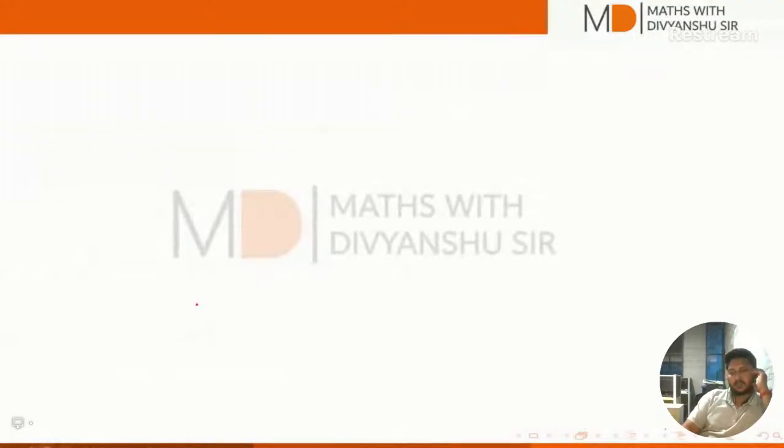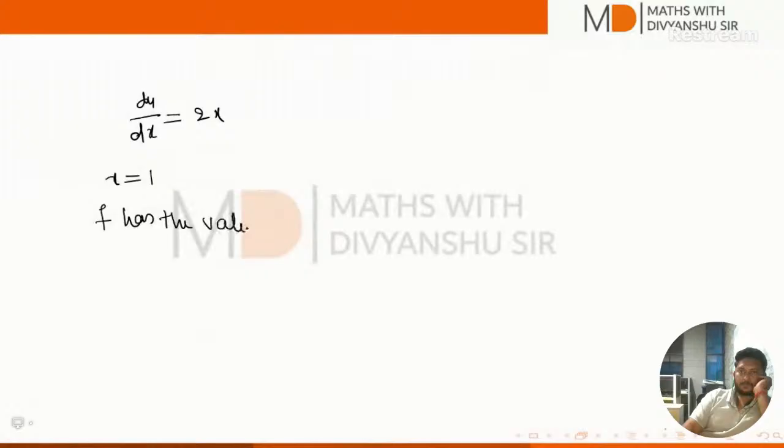That is, the function f must be such that when you take the derivative, it looks like this: dy/dx = 2x. Here the condition is x = 1, and the solution f has the value 4. So in the first part, let us first be certain that we thoroughly understand this problem.